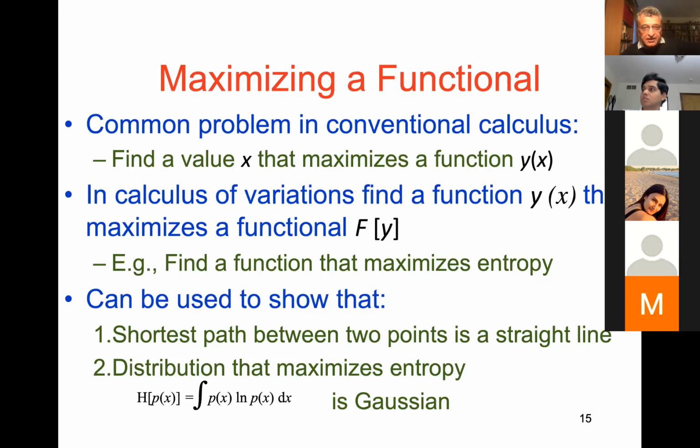You can also use the calculus of variations to find the distribution that maximizes entropy. If you have a distribution over x, and over all possible distributions p of x, which one will maximize the entropy of that distribution, which we just defined as the integral of p(x) log p(x) over all x? It turns out the Gaussian is that distribution. Maximum information content is given by the Gaussian.